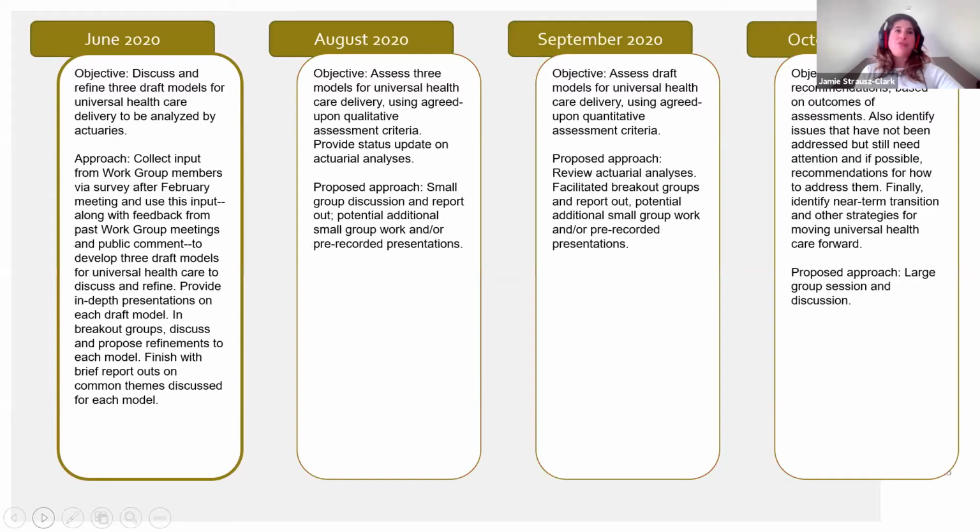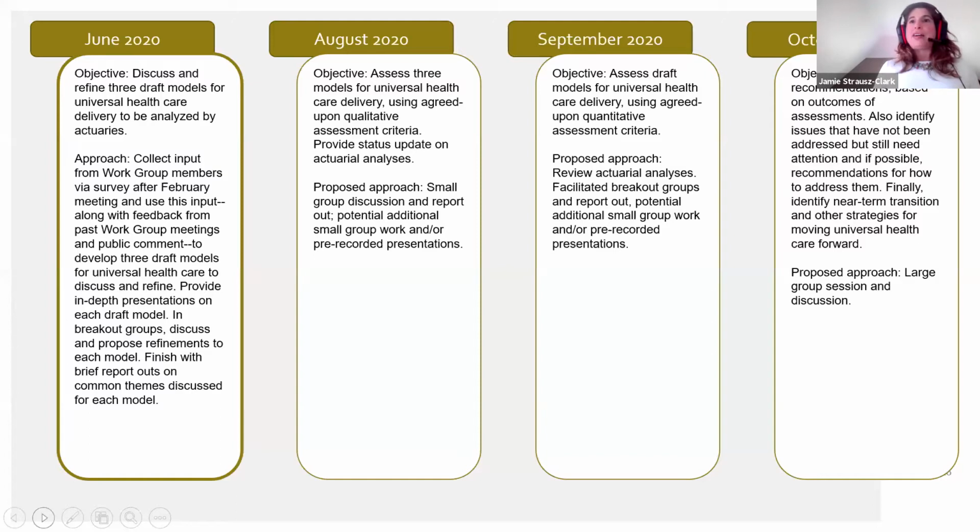So here we are today, June 2020, and as I just mentioned, we're going to be focusing on refining 3 draft models of universal healthcare so that the actuaries can start their analysis. In August, end of August, I believe it's August 26th, we're all coming back together, and the focus of that meeting is going to be on applying that assessment criteria we developed in February, specifically the qualitative criteria, to starting to assess our models of universal healthcare. We're also going to get a status update from Optimus on the actuarial analyses, and they may have a few follow-up questions for us at that time. In September, we'll have the outcomes from the actuarial analysis, and we'll use that to do a quantitative review of each of our models of healthcare.